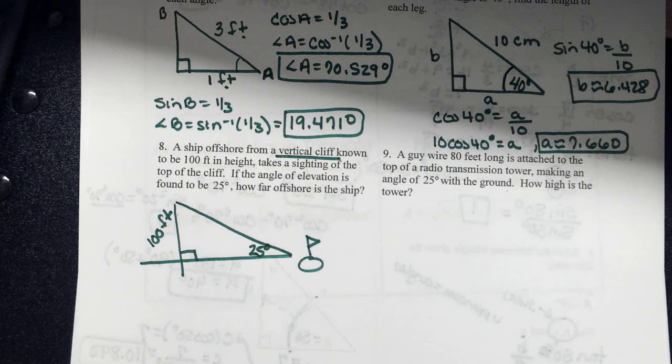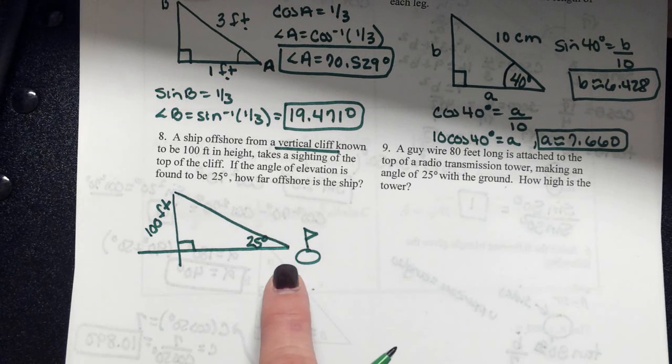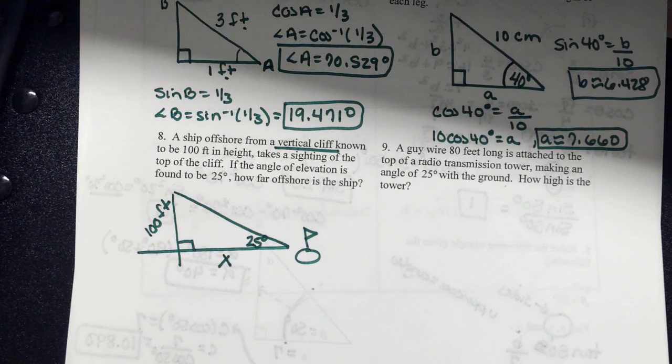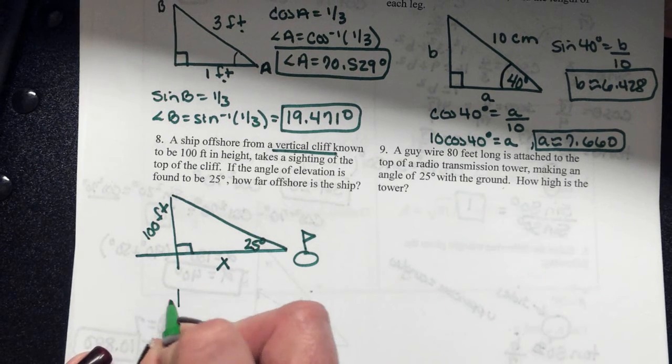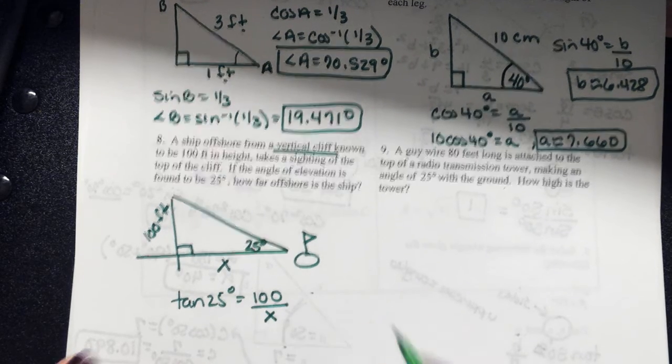And the question is asking, how far offshore is the ship? Am I solving for the hypotenuse or the other leg of the triangle? The leg. So I'm just going to call that X. So using 25 degrees as my reference point, I know the side opposite 25 degrees, which is 100. I'm trying to solve for the adjacent side. So what trig ratio, going back to SOHCAHTOA, involves the opposite and adjacent? Tangent. So I'll set up the tangent. So the tangent of 25 degrees is equal to the opposite over the adjacent.